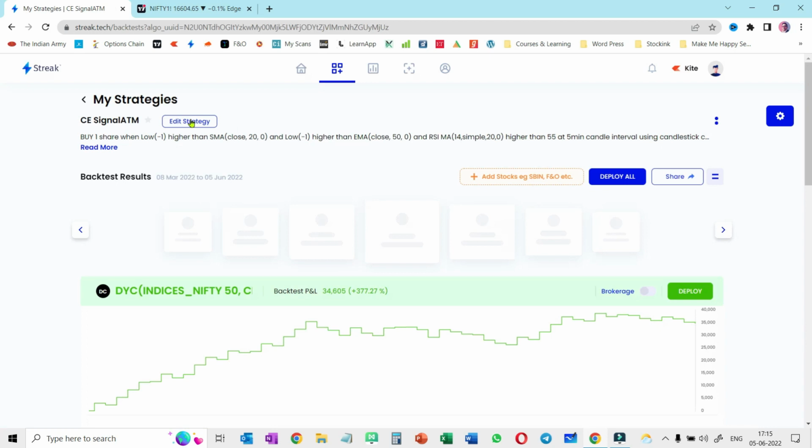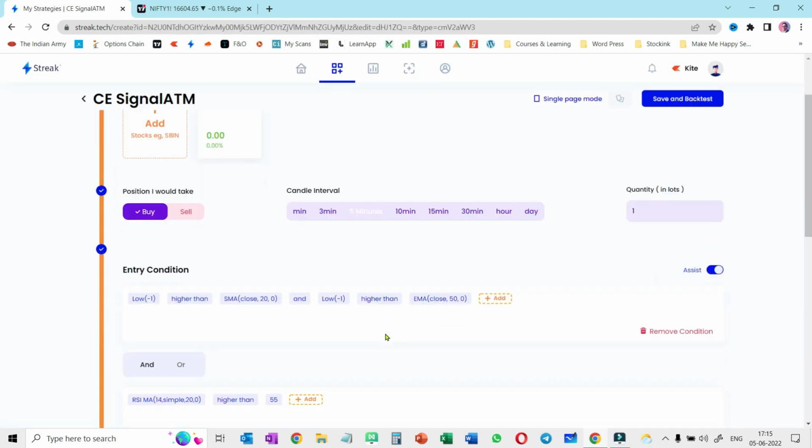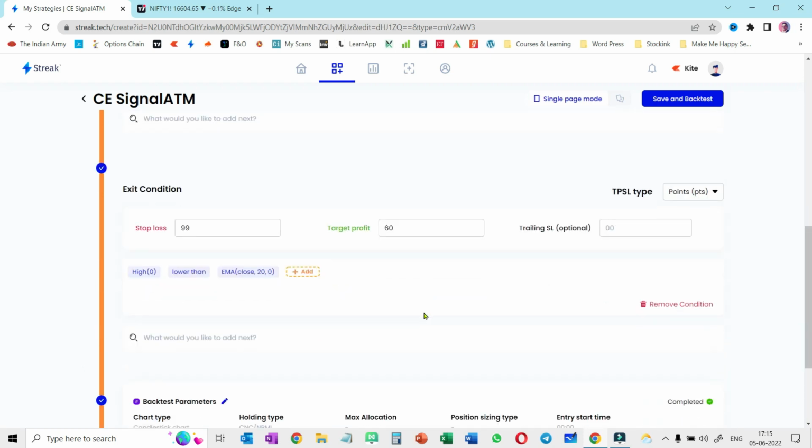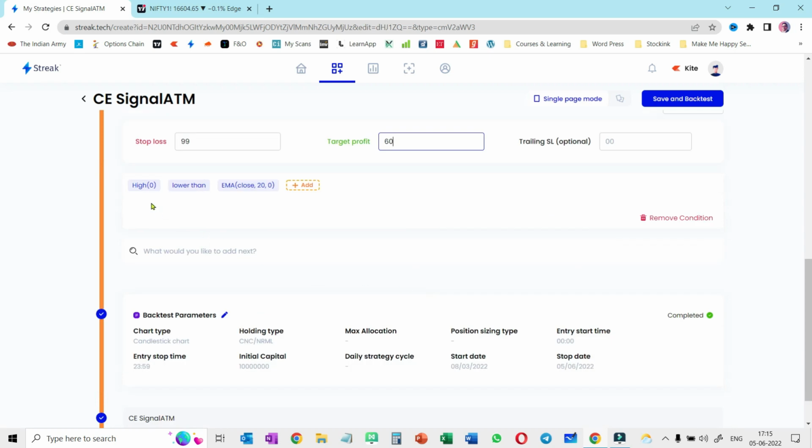If you see over here, my strategy is the low should be higher than 20 SMA and it should be higher than 50 because I'm doing only intraday, not position. My RSI should be above 55. My stop loss I'm giving 99 points, but target I'm taking as 60 points. My exit condition is if the high is lower than EMA 20, I will exit.